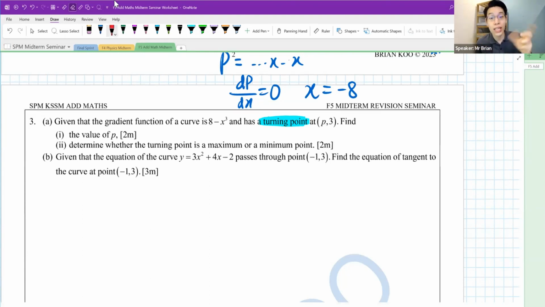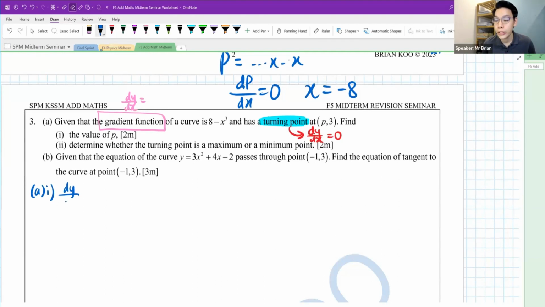What should I do if I see the words turning point? In my head, I think I am going to differentiate and equate to 0. This is the general version, but we know not all the time is dy/dx. Sometimes it could be dP/dx, dP/dy, like the previous question. But I hope you all know the words gradient function mean dy/dx. It's the equation for your gradient. So they tell you dy/dx equals this, and then they say the turning point is here. Find the value of p.